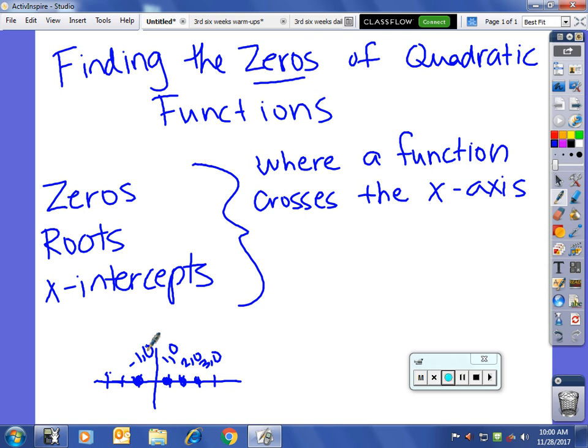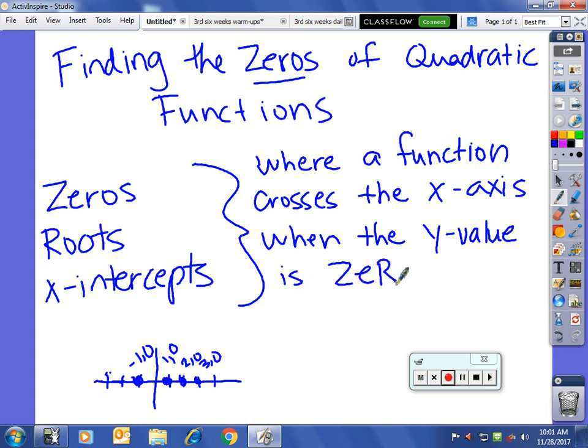So an x-intercept literally happens when the y value is 0. That's why they're sometimes called zeros. That's why they're called x-intercepts, is because it's when you're actually on the x-axis. And anytime you're on the x-axis, guess what your y value is? 0. So where a function crosses the x-axis, that happens when the y value is 0. And sometimes they're also called roots. Are you with me there?